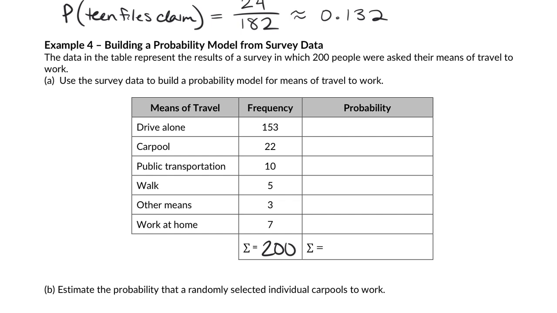Now the probability of each of these is going to be the frequency of that event over the total number of trials. So the first one will be 153 over 200, which if you calculate in your calculator is 0.765. We do this for every row, which means we do the carpool row, 22 out of 200, I wrote 100, which would be 0.110. 10 out of 200 for the public transportation.